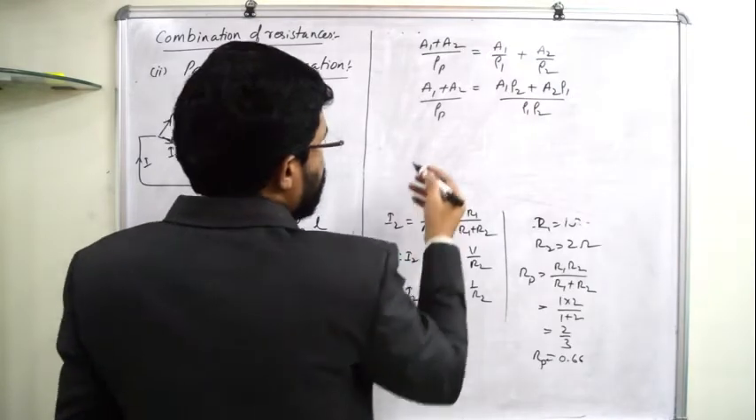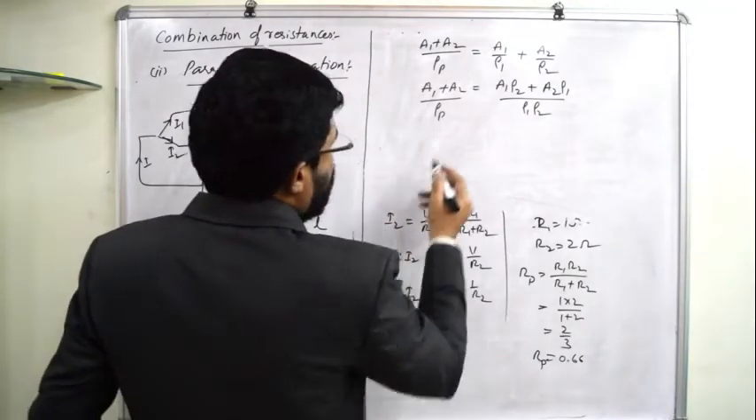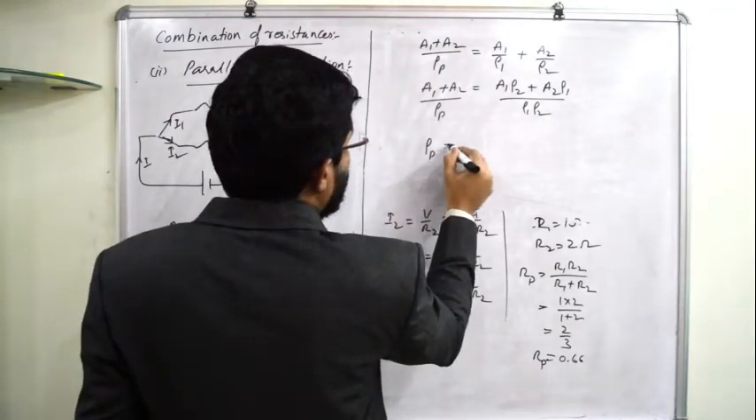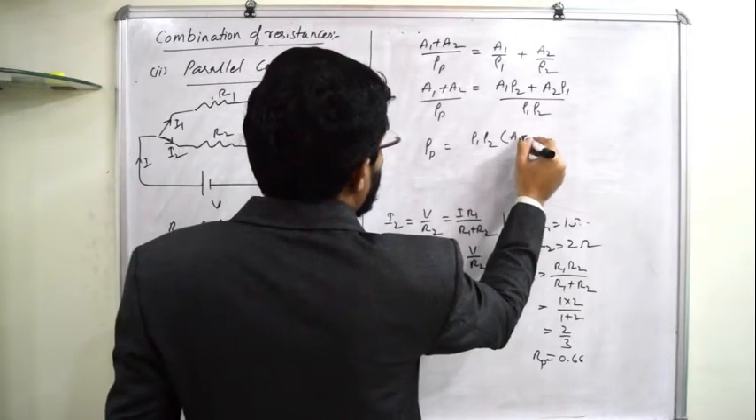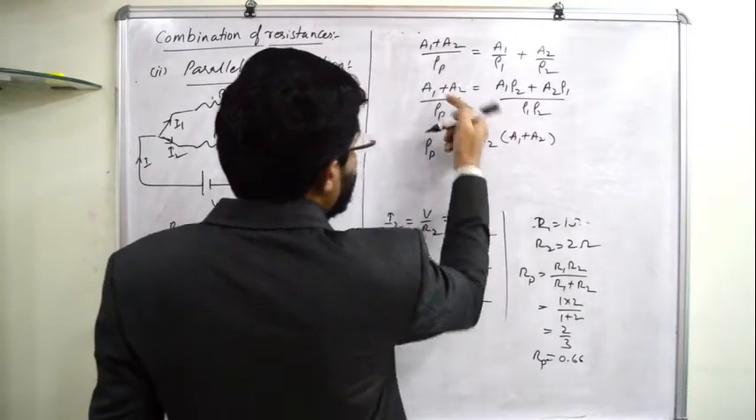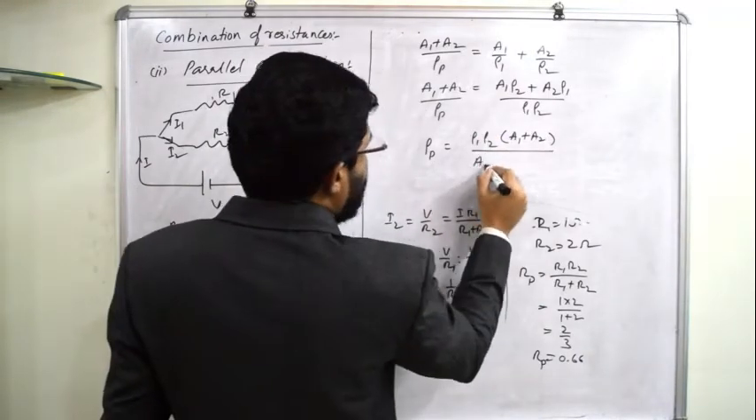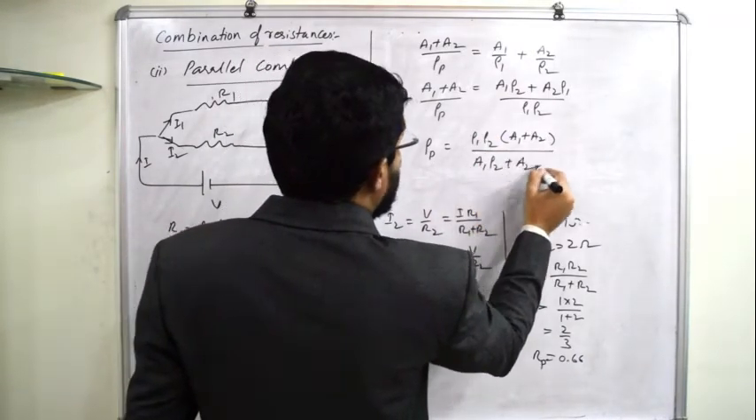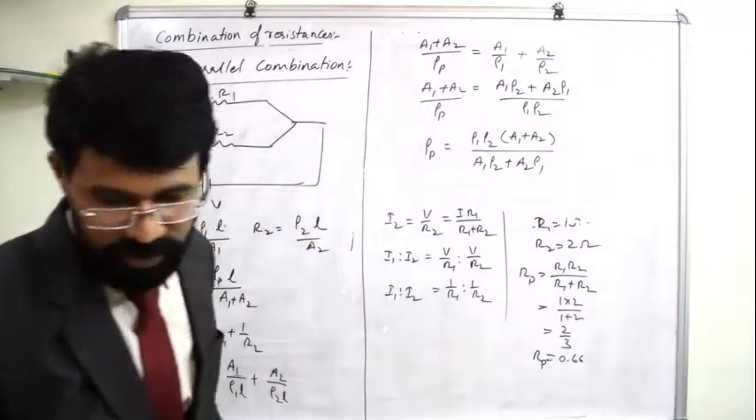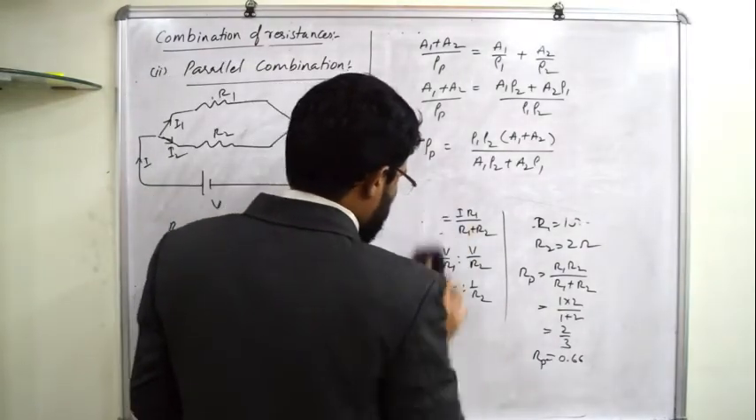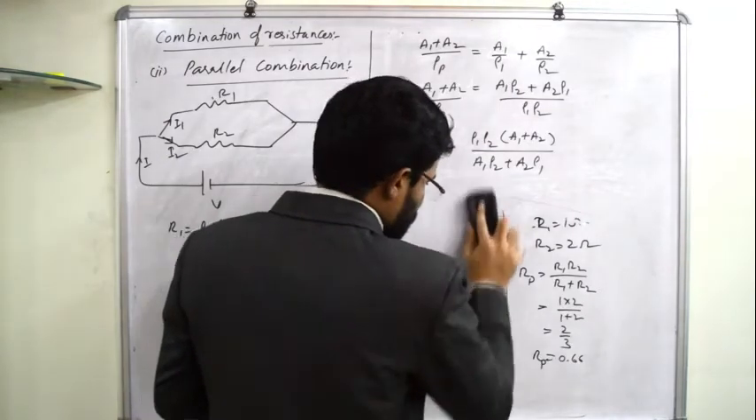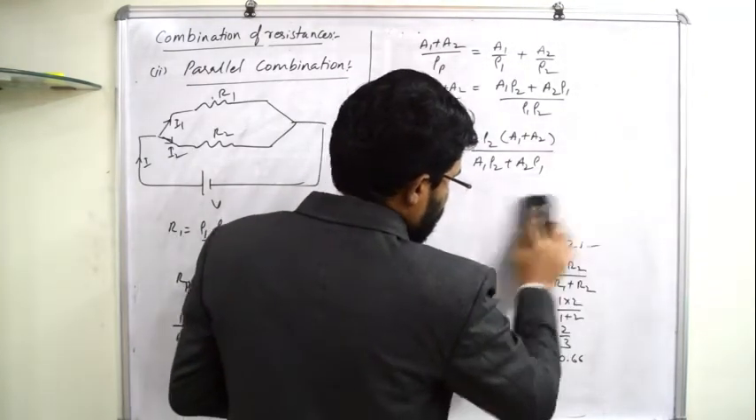So, take the inverse of this, or you can write rho P as rho P equal to rho 1 rho 2 into (A1 plus A2) by (A1 rho 2 plus A2 rho 1), isn't it? So, this is the equation for the effective resistivity of the parallel combination of two resistors. This is how you can write.